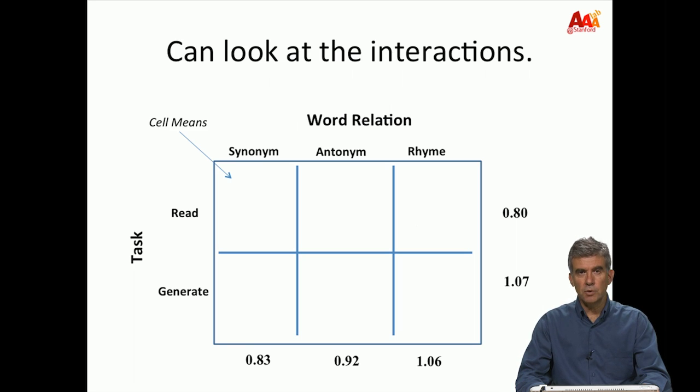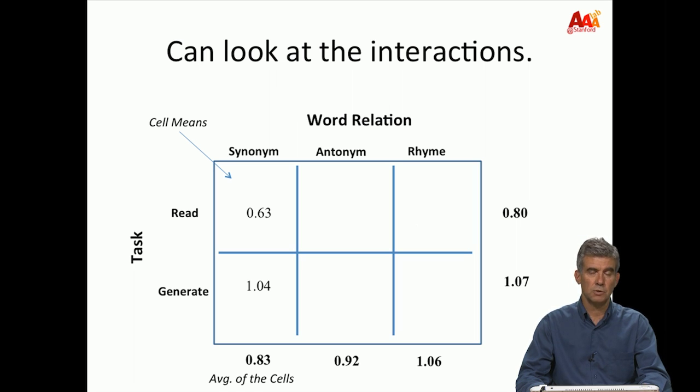So the next thing we want to do is say, well, what were the actual values in these cell means? So here for synonym, you can see if you read a synonym, you remembered about 0.63 of those words. And if you generated a synonym, you remembered 1.04. It's the average of these two values that gives you this marginal mean. So the marginal mean is the average value in each cell. And so I can do this for each one. And then we'll do it for rhyme.